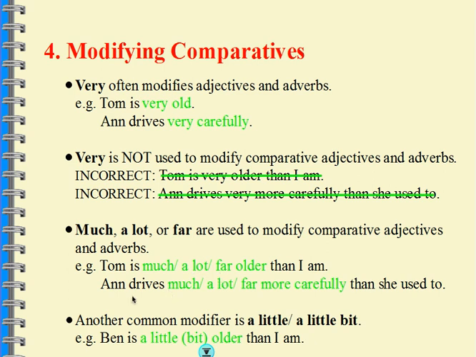Another example, Anne drives much more carefully than she used to. Anne drives a lot more carefully than she used to. Or Anne drives far more carefully than she used to. Another common modifier is a little or a little bit. Example, Ben is a little or a little bit older than I am.